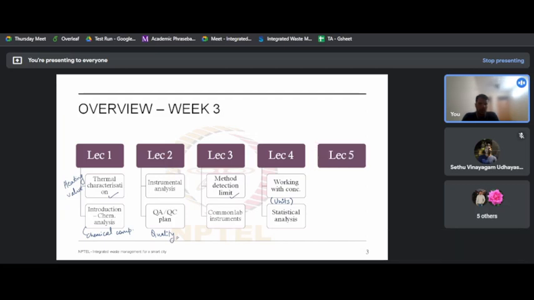Then we had lecture 5, which was mainly about the MSW Rules of 2016. What is the organizational structure presently in India for solid waste management? This was followed by the duties of different stakeholders. Who are the stakeholders? We have the waste generators, which includes the public. We have the government. And then we have the recycling units or companies which take in recycling waste. Then we also have the landfill operating authorities as well.